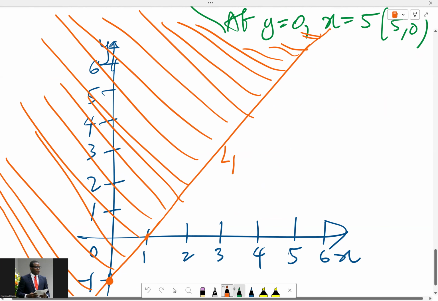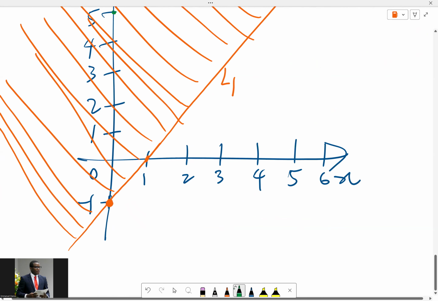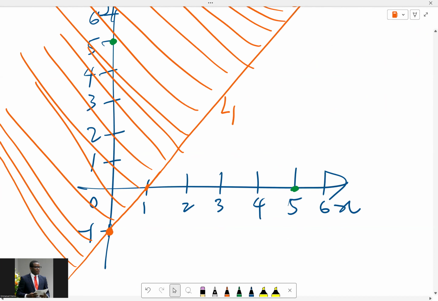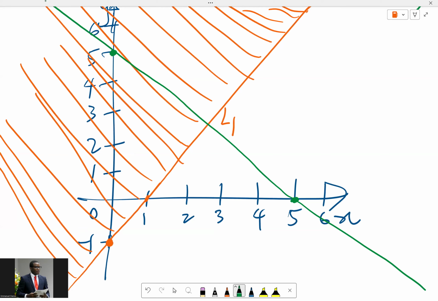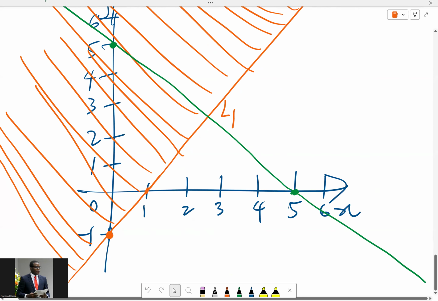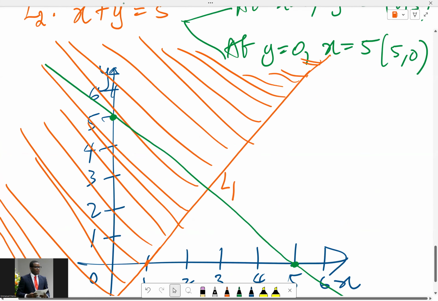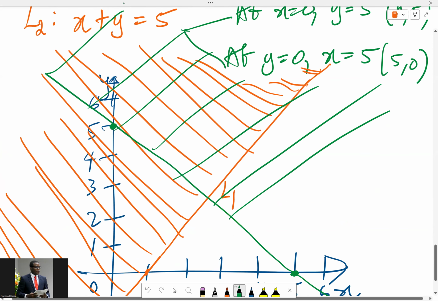Then for line 2 now we have 0, 5, 5, 0. That's simply 0, 5, x is 0, y is 5. Here x is 5, y is 0. So you also join the 2 points together, okay, and project it on both sides. Then look at the sign. The sign is x plus y greater than or equal to 5. So greater than or equal to 5 also means you shade the upper part, okay? You shade the upper part like this, the upper part this way.